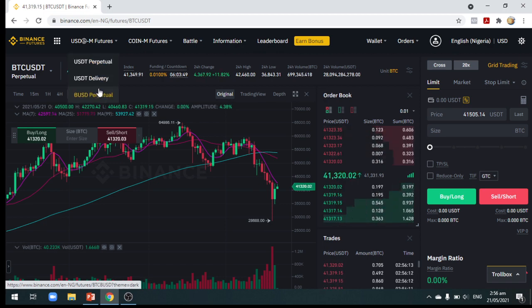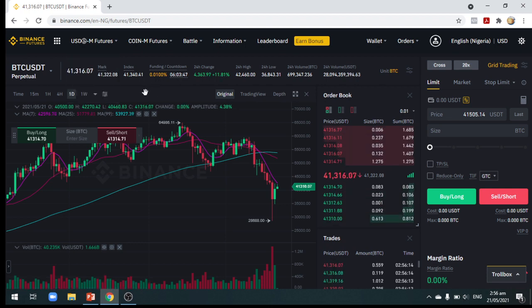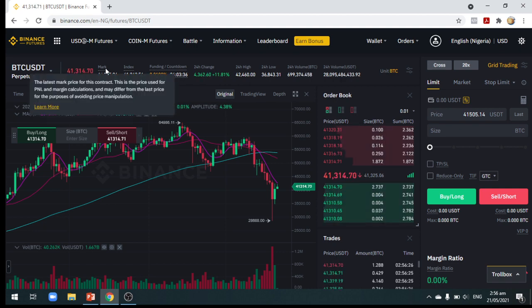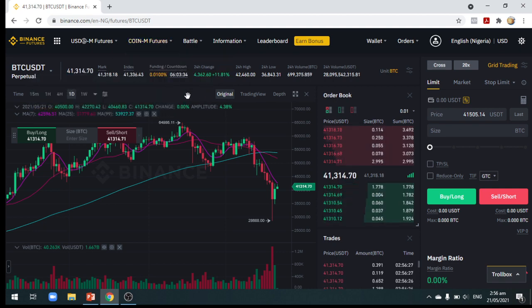Both of them have the same amount of leverage available to them. So we'll go on to talk about the differences between spot trading and futures trading, just so that you know why you should go into futures trading in the first place, or why you shouldn't.